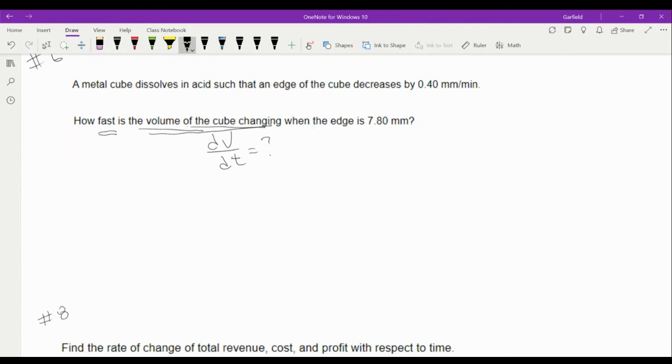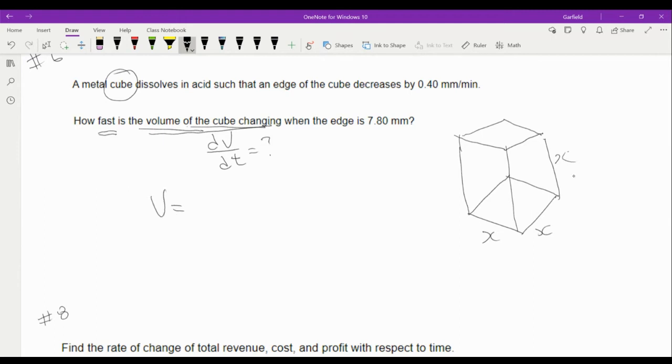You guys are kind of familiar with a cube, right? If we can sketch a cube here. We know a cube is all the sides are equal. So let's assume that's the base and this is the height. If all the sides are equal, we could label a side x, x, and x. And we know that's true because it's a cube.